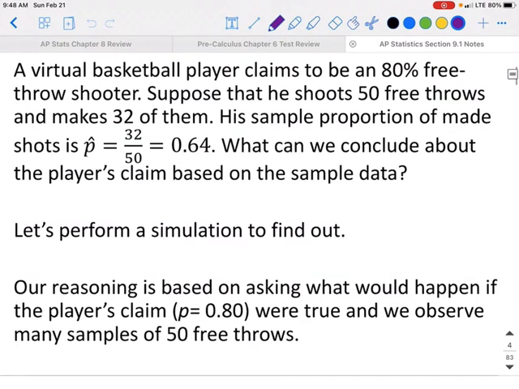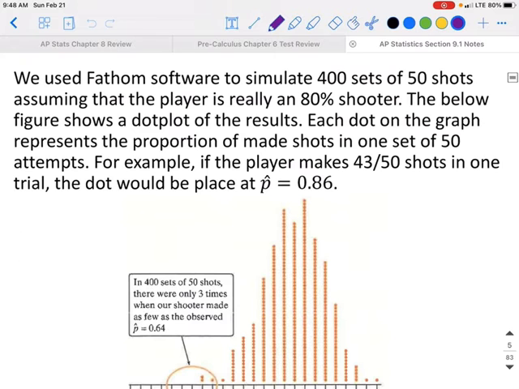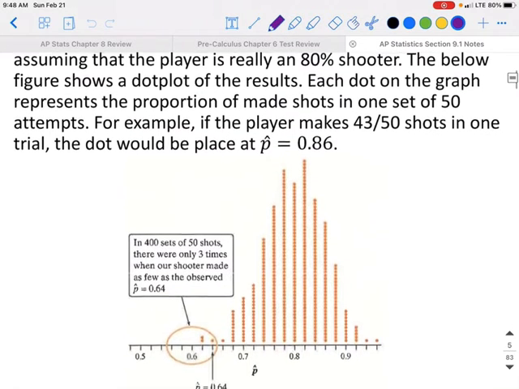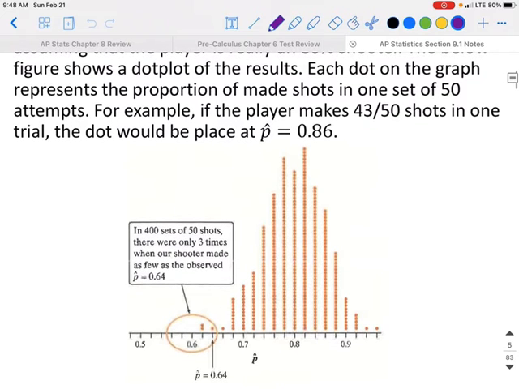Let's perform a simulation to find out. Our reasoning is based on asking what would happen if the player's claim that they are an 80% free throw shooter were true and we observe many samples of 50 free throws. So we used Fathom software to simulate 400 sets of 50 shots, assuming the player is really an 80% free throw shooter. The figure below shows a dot plot of the results.